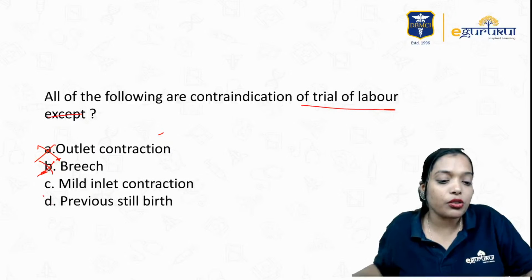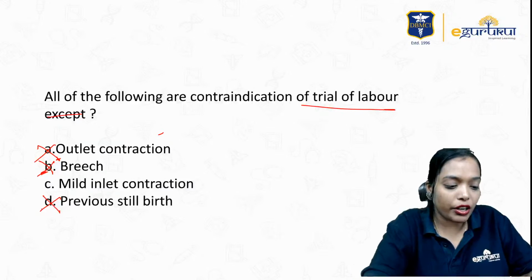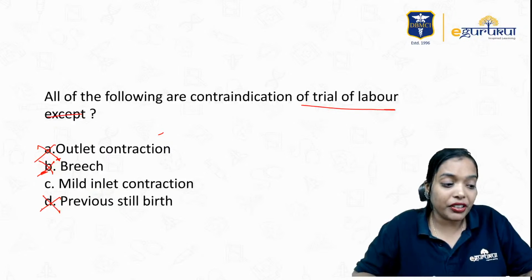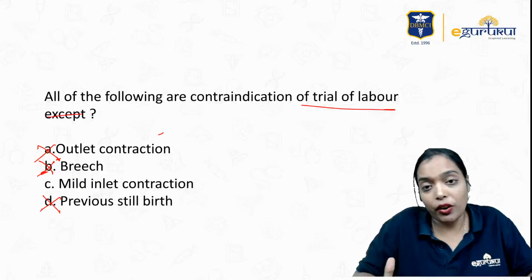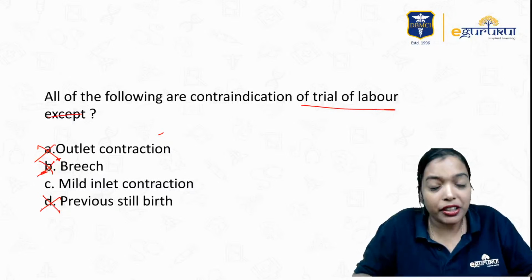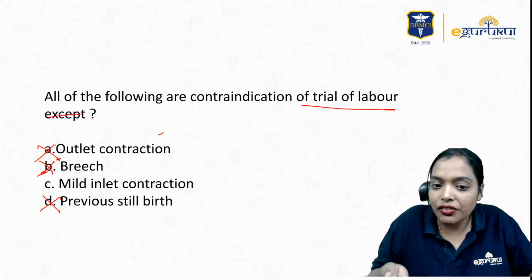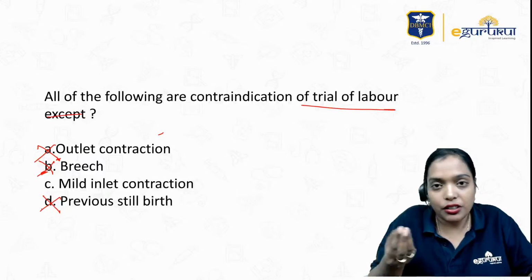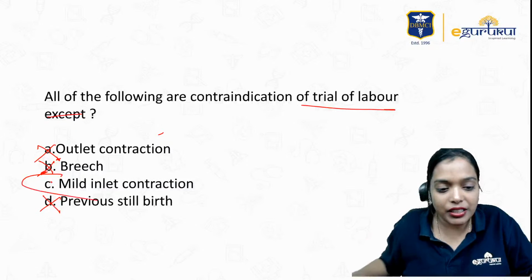Previous stillbirth also we should not do trial of labor. Because in a patient with previous stillbirth, what is she more bothered about? She is more bothered whether she is having a normal baby or not. She's not bothered whether you're going to do cesarean or vaginal delivery. And trial of labor definition is itself, you are doing it in a mild inlet contraction. So it is not going to be a contraindication. So that is why the answer here is C.